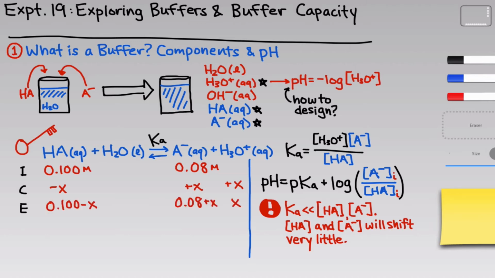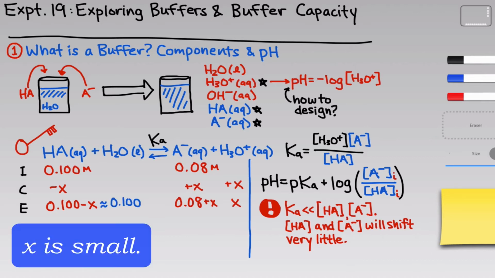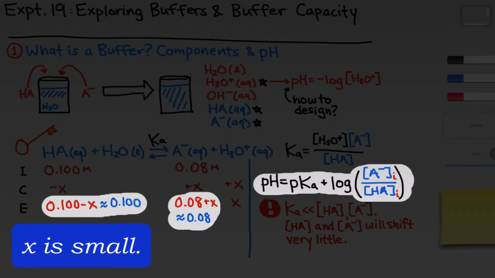So we can add the initial and change lines to get equilibrium lines, and then doing the usual ice table routine, we can plug these into the equilibrium expression. Before we do this, again, provided that Ka is quite small relative to these initial concentrations, which for a weak acid it will be, we can assume that X is small. So the equilibrium concentrations will be roughly equal to the initial concentrations. And this is where that approximation in the right-hand equation, in the Henderson-Hasselbalch equation, comes in. These equilibrium concentrations in red are essentially equal to the initial concentrations shown in blue.